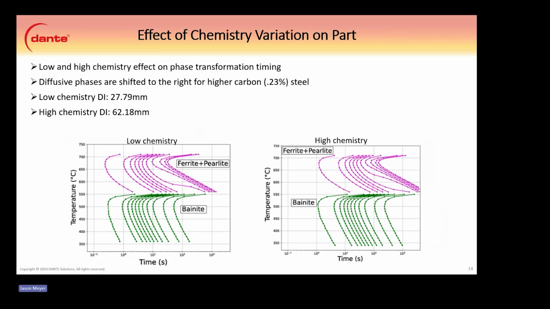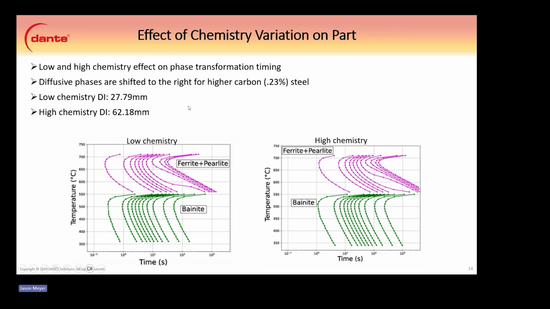Again, we can go through the same kind of steps that we did with the 1020 here. We can see the chemistry changes here, low chemistry on the left and then the high chemistry on the right. And we can see the higher carbon and chemistry values here shift these pearlite and ferrite and bainite curves pretty far to the right here. Instead of tenths of seconds, we're actually at 1 second or so before these transformations actually occur.